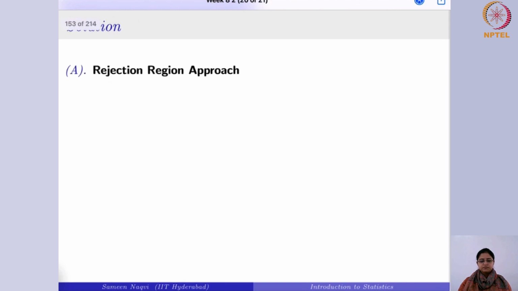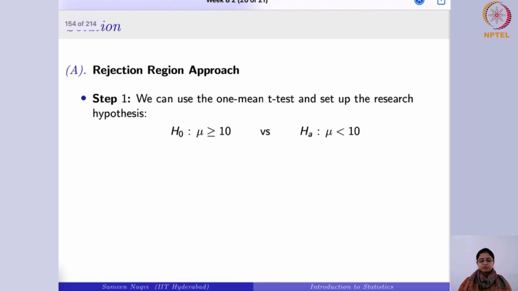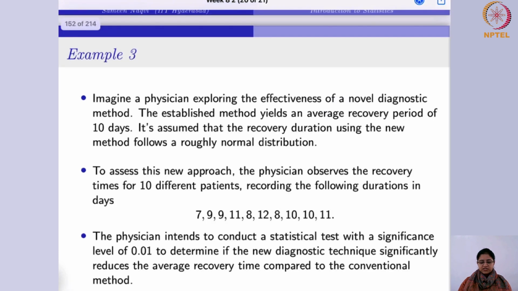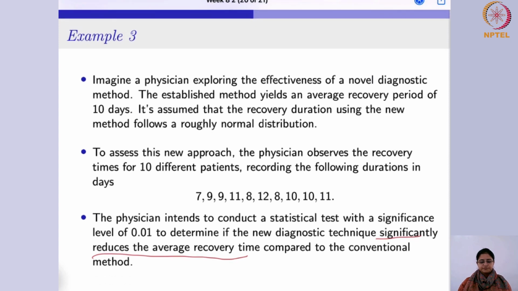So the rejection region approach here would be, you will use the one mean t-test, obviously, because you do not know the population standard deviation. So the z-test won't be used here. And the research hypothesis would be that mu is less than 10. So the alternative is that the time is actually less than, if the technique reduces the average recovery time, right? So the older method took 10 days. So now we are interested to see whether it is taking less than 10 or not.